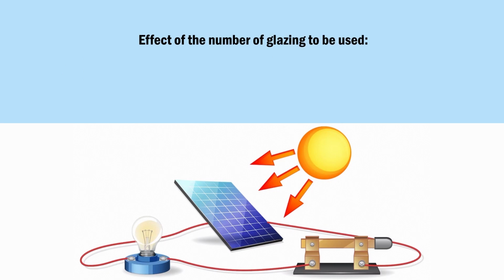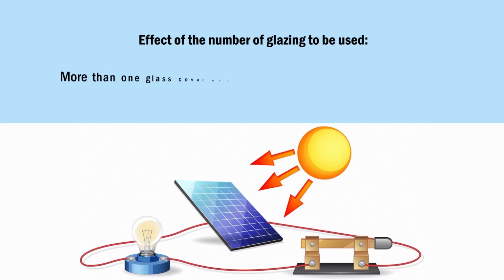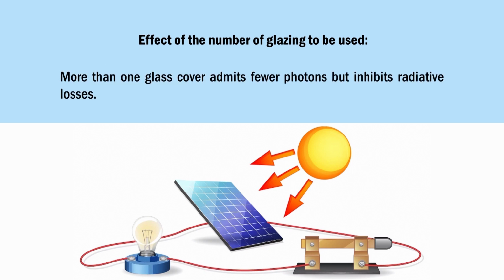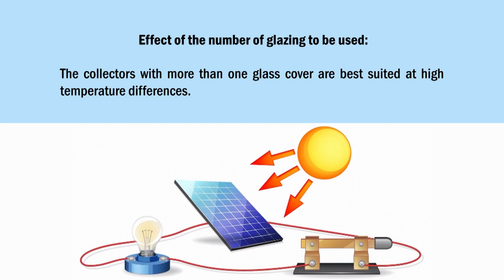The following points guide the number of glazings to be used. That means how you decide whether to use single glazing or double glazing. A single glass cover allows most sunlight but also most re-radiated infrared radiation. Single glass covers are best suited for low temperature differences. More than one glass cover admits fewer photons but inhibits radiative losses. Collectors with more than one glass cover are best suited for high temperature differences.